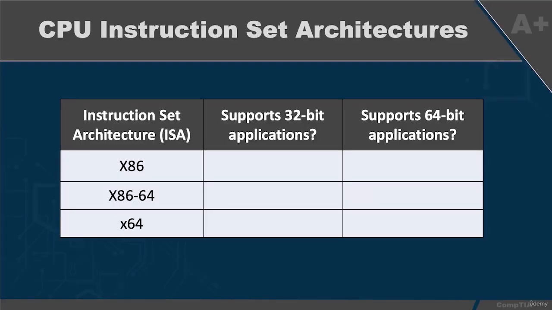But now that we have a good understanding of that, let's extrapolate this a little more. So we have x86, which is our 32-bit instruction set architecture. We have x86-x64, which is our 32-bit supported but 64-bit primary software or hardware. And then we have our x64, which is only compatible with 64-bit.